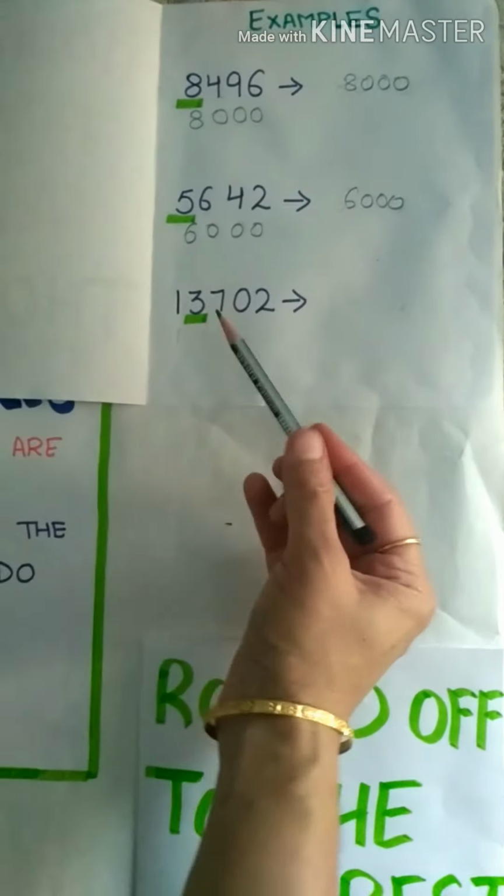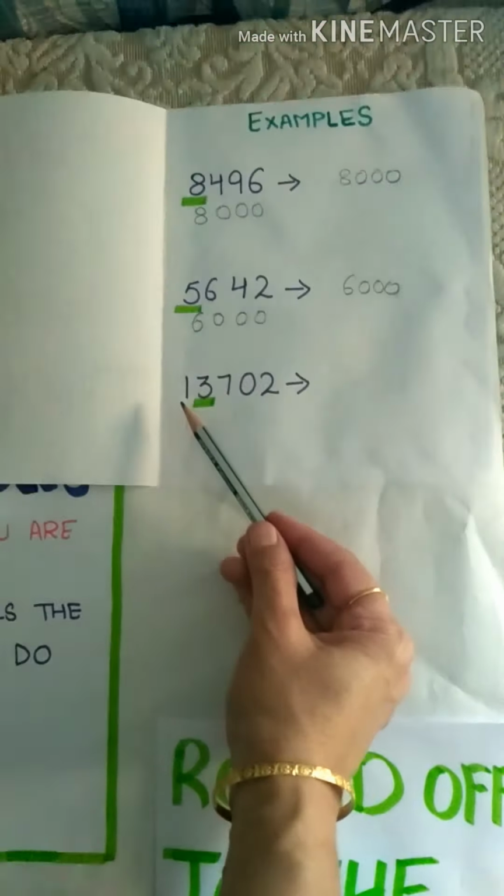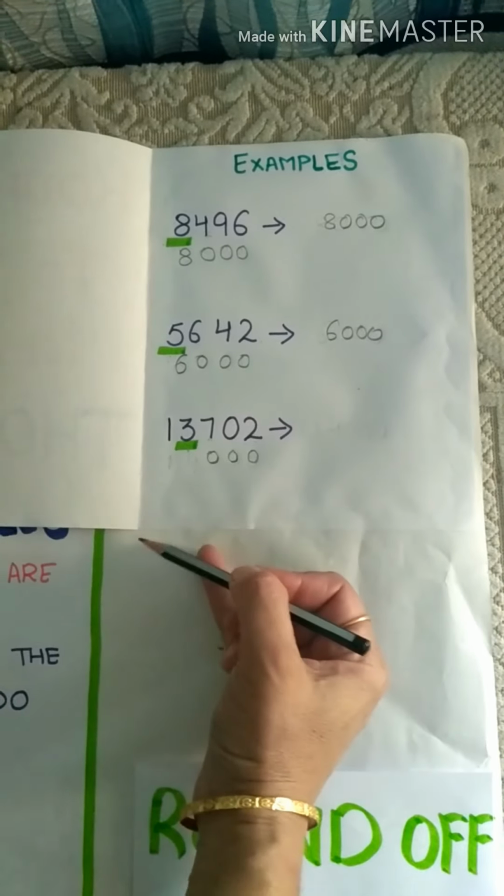Move to the third one. Here 13,702. Find out the digit at the 1000 place. Ones, tens, 100 and 1000. Here the digit is 3. Now write 0 at the ones place, tens place and 100 place. Now next step is see the number right to the underlined digit. Here the digit is 7.